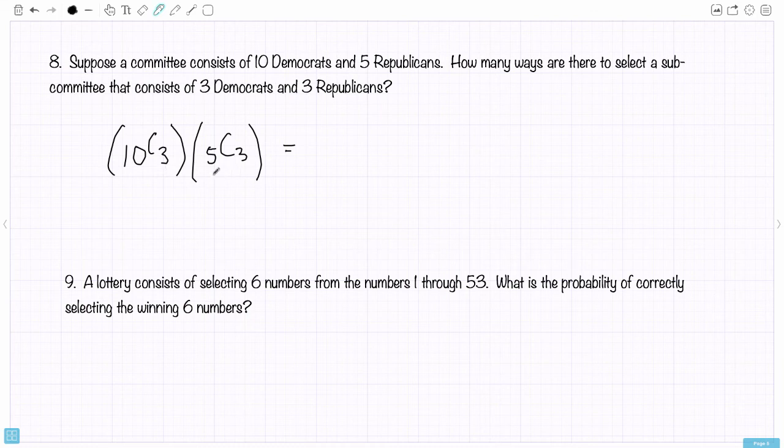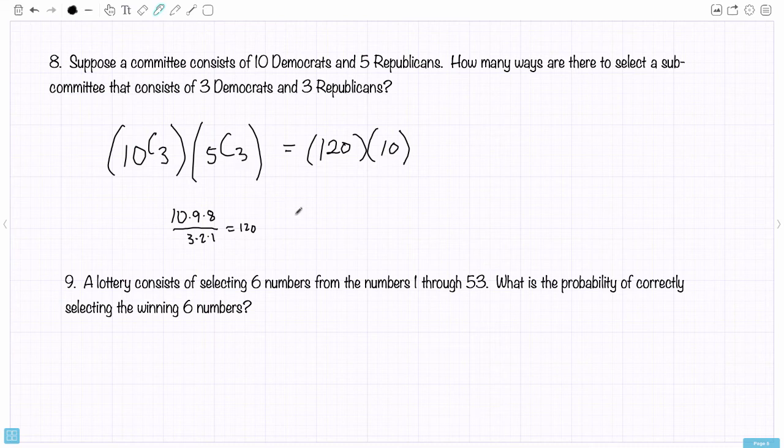10 choose 3 first. Let's get that. 10 choose 3 is 120. And 5 choose 3. 5 choose 3 is 10. Now each of these you could possibly get without even picking up the calculator. 10 choose 3 is a little trickier. What's happening there is I'm going to start with 10, multiply 3 numbers counting down, but then divide by 3 factorial because I don't want to count the arrangements. So you've got 720 divided by 6, and that's the 120. That's where I get that number.